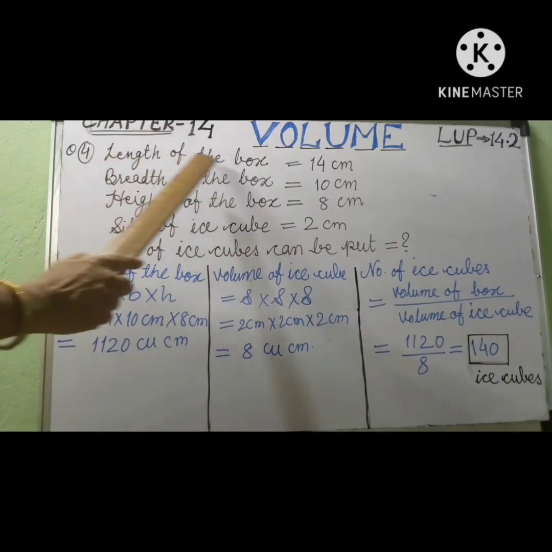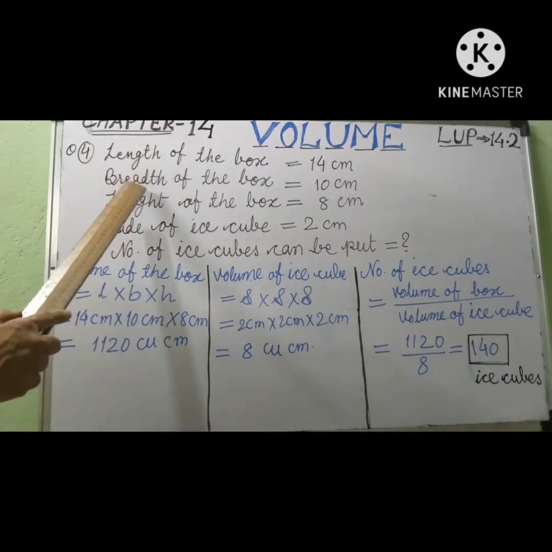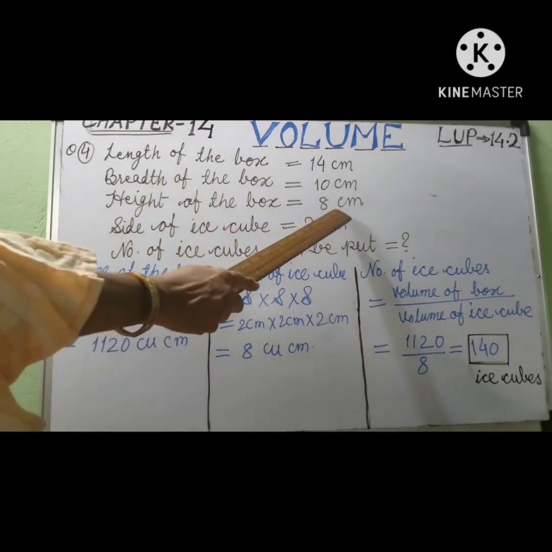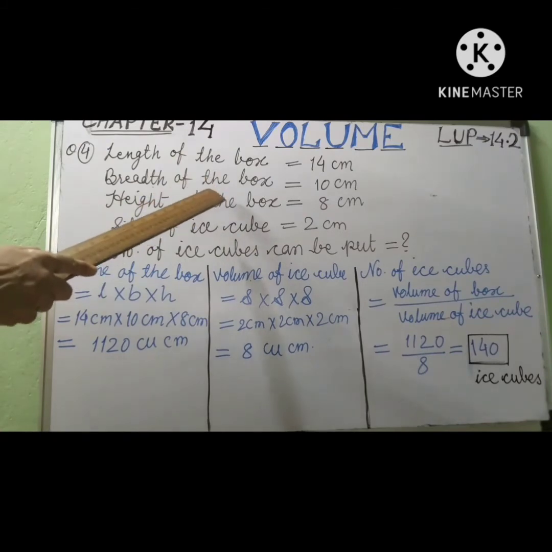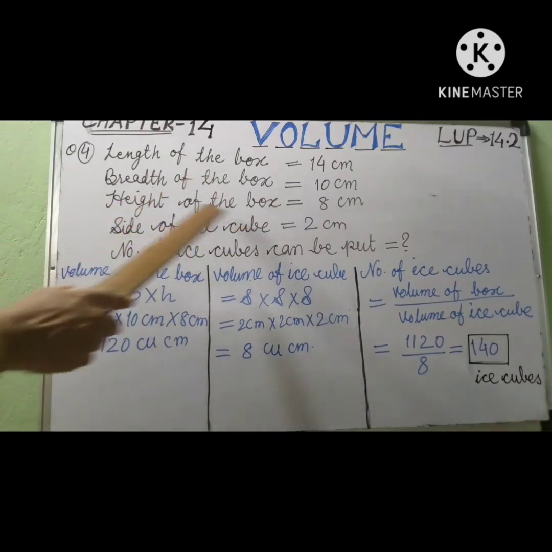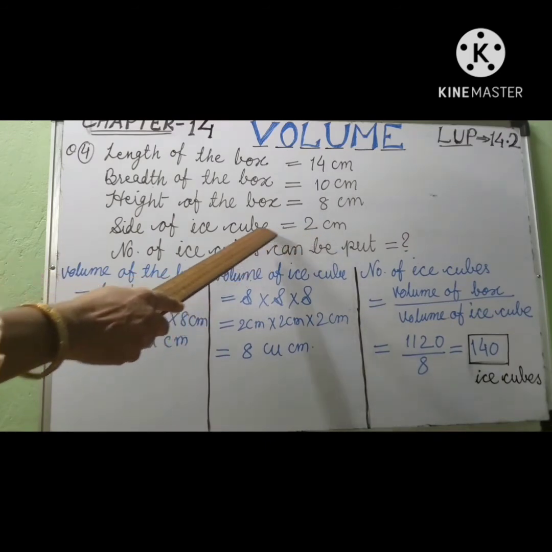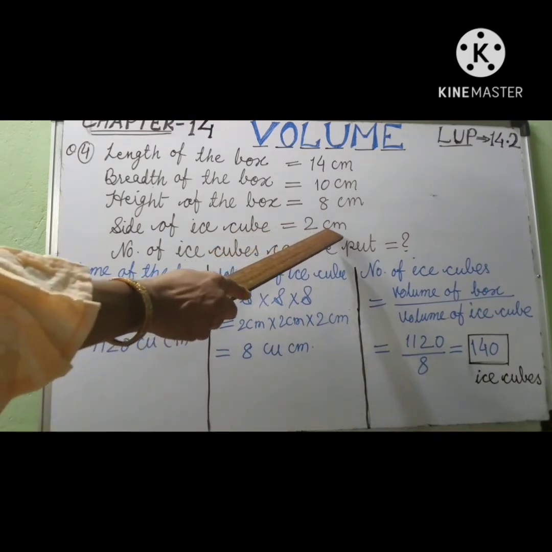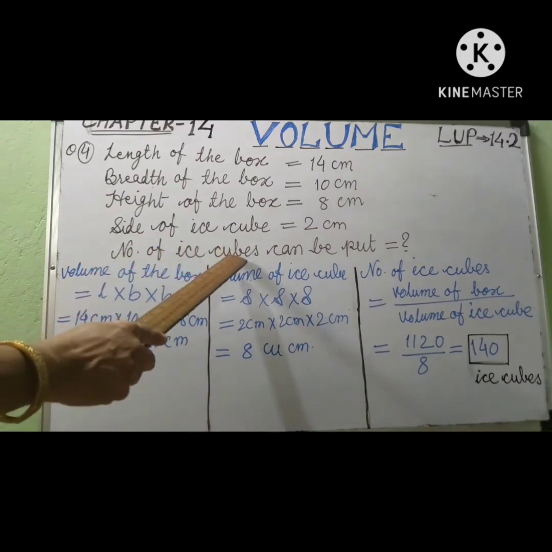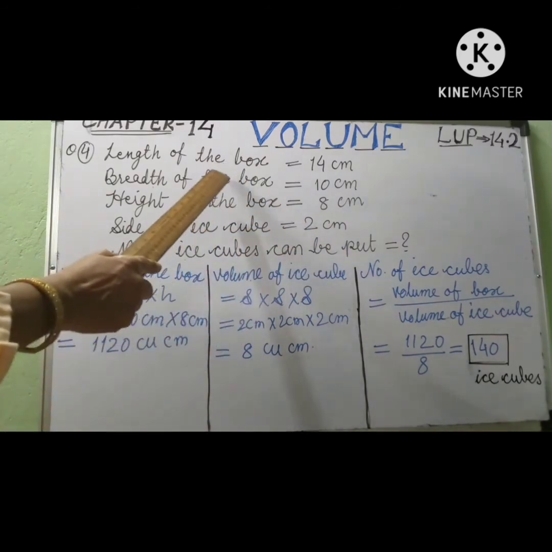The length of the box is 14 centimeter, the breadth of the box is 10 centimeter, and the height of the box is 8 centimeter. In this box, we have to arrange ice cubes that have a side of 2 centimeter. So what is the side of the ice cube? It is given as 2 centimeter. And we have to find out the number of ice cubes that can be put in that box.